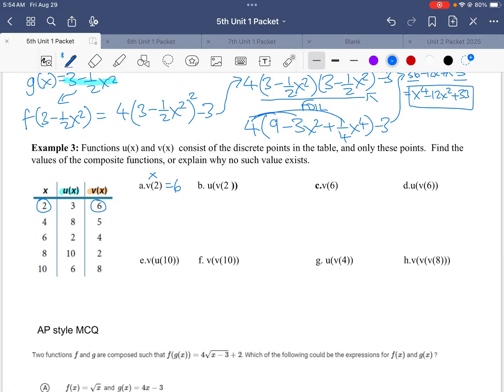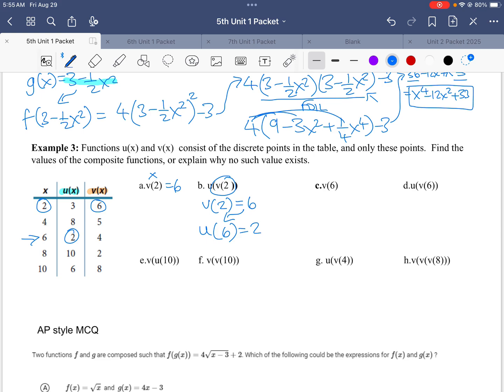All right, we're now going to do composition. So the same idea here. So we take the second function first. So we find v of 2. How nice that we did that in the first place. So v of 2 equals 6. And then we take u of our answer. So u of 6 is 2. Okay, I think you can do C and D.